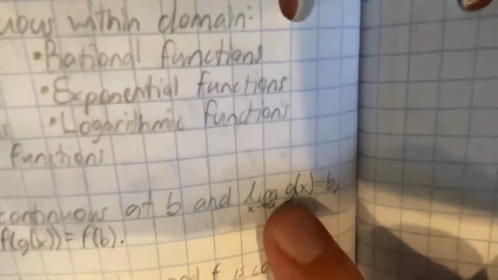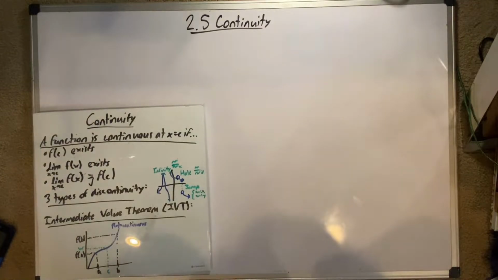Then the limit as x approaches a. That's the same thing we're doing over here. So that means we can replace g of x with b. So the limit as x approaches a of the function f of b is equal to f of b. Duh. Okay. That didn't need to be that complicated wording. And now the final one.